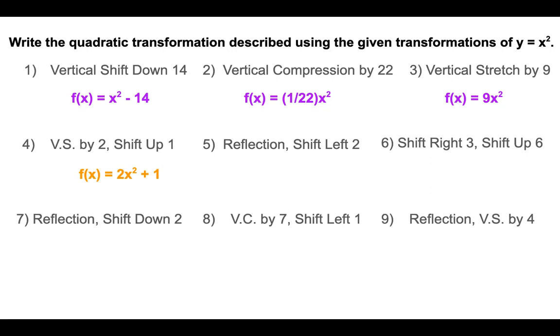For number 5, we have a reflection, so we know we're going to have a negative somewhere. We shift left 2, and left I think is negative, but we know it's opposite, so it's a plus 2 on the inside. We have a negative on the outside and a plus 2 on the inside of those parentheses. On number 6, we have a shift right 3. Right 3, we think it should be plus, but we know inside is opposite, so it's minus 3, and that is on the inside. Shift up 6 occurs on the outside. So we have x minus 3 squared plus 6 on the outside.